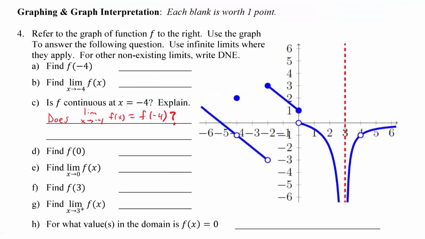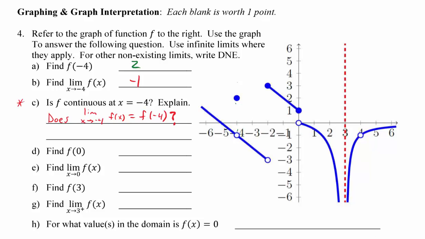Number 4 is a graph interpretation problem. Find f of negative 4. So we go here, when x is equal to negative 4, along this line, what is our actual y value? The y value is 2. At x equals negative 4, what is the limit as x approaches negative 4? As we approach from the left, looks like we're approaching a y value of negative 1. As we approach from the right, looks like we're approaching the same y value. So they agree, the limit is negative 1.